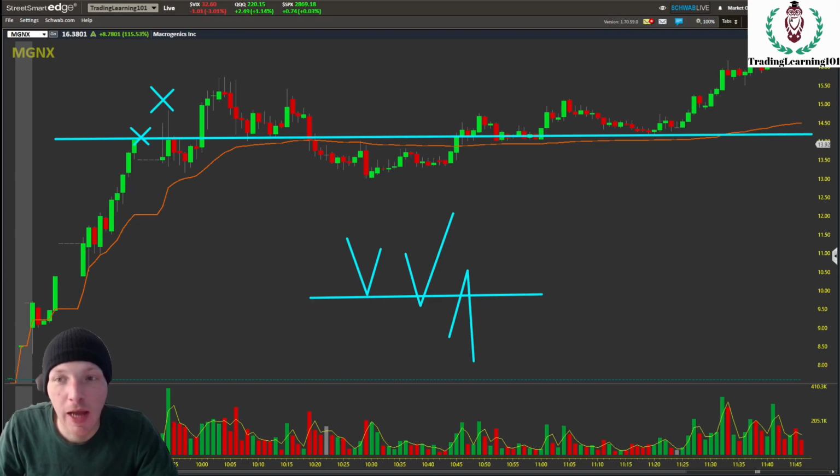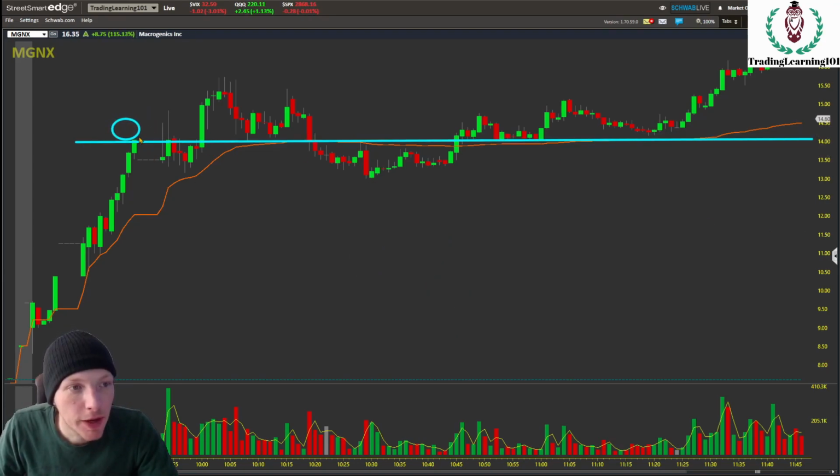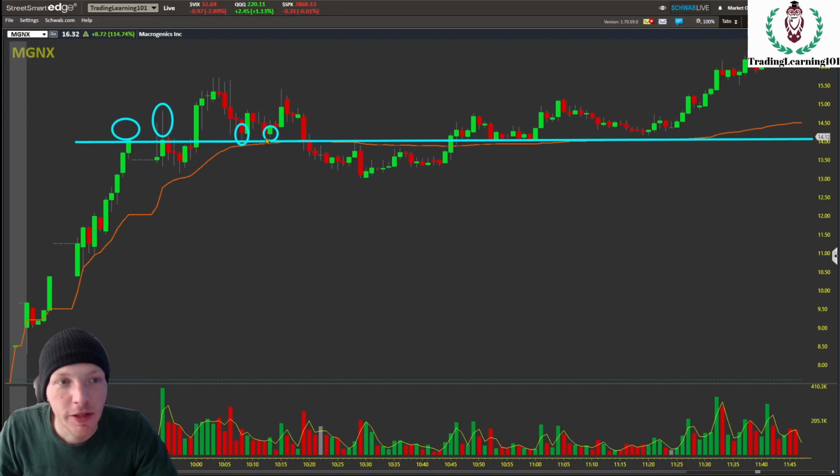So $14, that whole mental level is getting denied. Got denied right here, it's getting denied right there, and then when it finally pushes up through that $14 level, it pushes all the way up to $16. Let the stock top out, don't chase after it, let it pull back down, and look what happened. It bounces right here at $14, pops up to $14.50, and even $15, all right here.